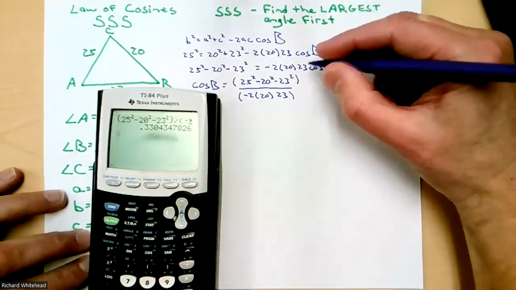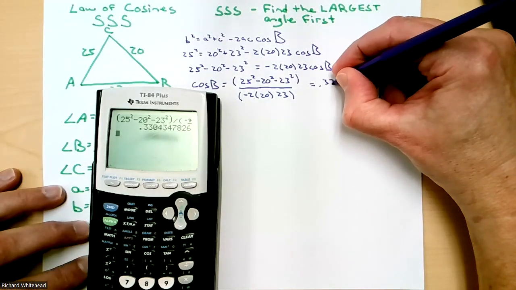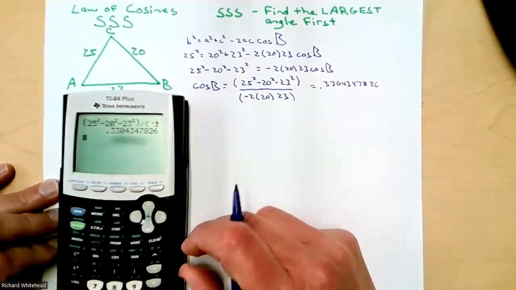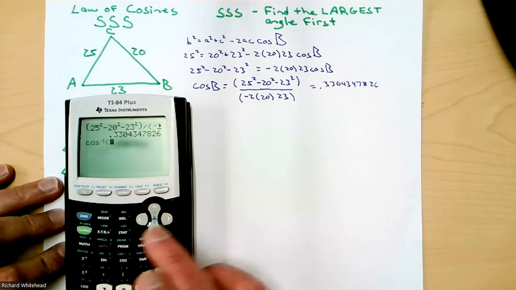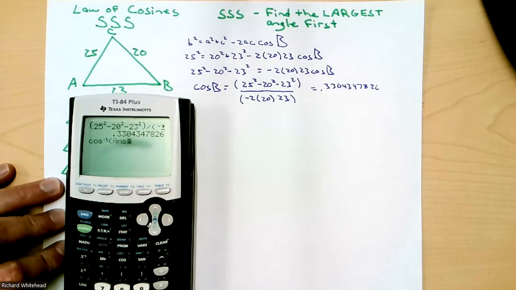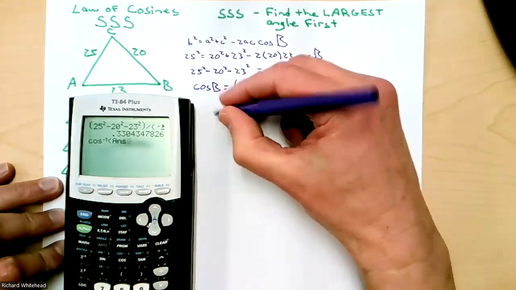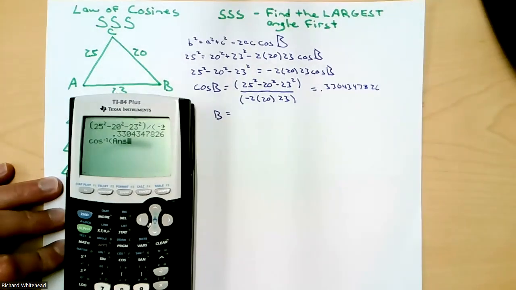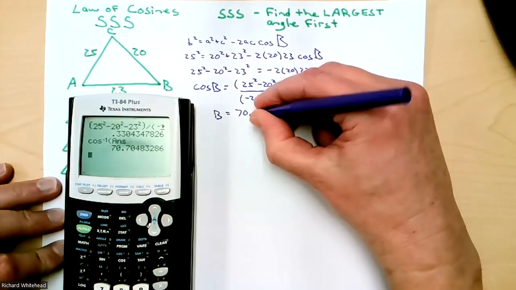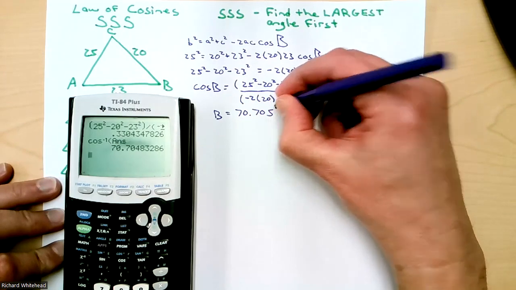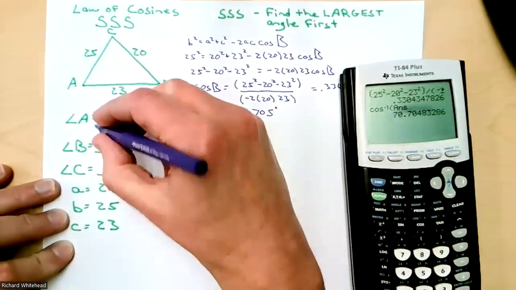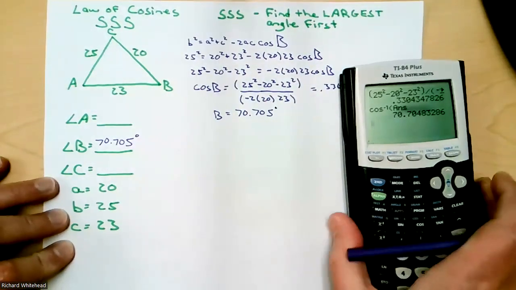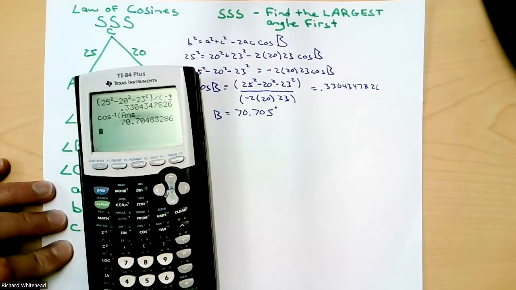And when you get it, you get some funky number. I don't even care what all this is because I'm just going to use the answer button. So I'm going to do inverse cosine, second answer. I'm just doing inverse cosine to get cosine by itself, inverse cosine of that answer right there, so it'll be perfectly accurate. So when you hit that, you get 70.705 degrees. So that was the largest angle. 70.705 degrees.